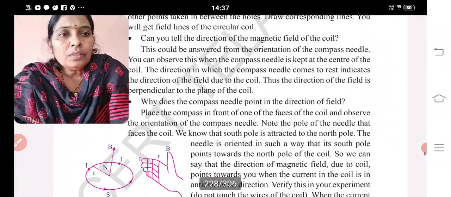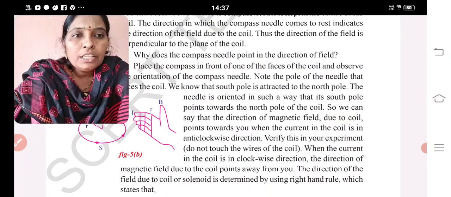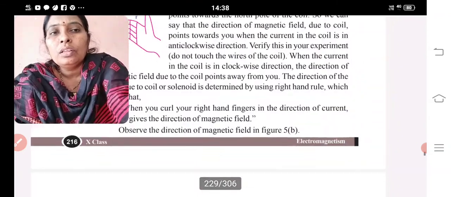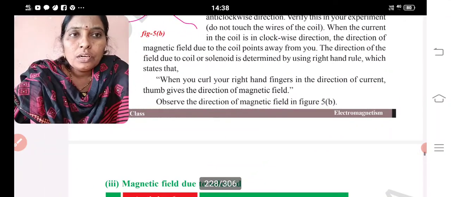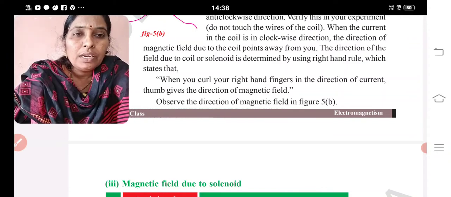Okay. Which rule is applied here, children? When the current in the coil is in clockwise direction, the direction of the magnetic field due to the current coil points away from you. The direction of the field due to a coil or a solenoid is determined using the right hand rule. When you curl your right hand fingers in the direction of current, the thumb gives the direction of the magnetic field.